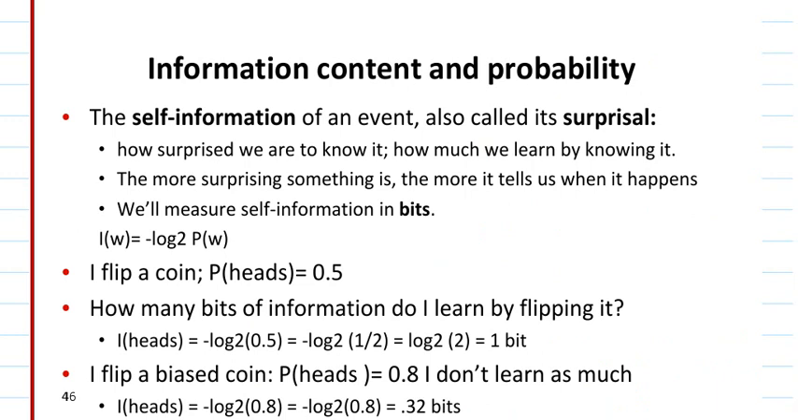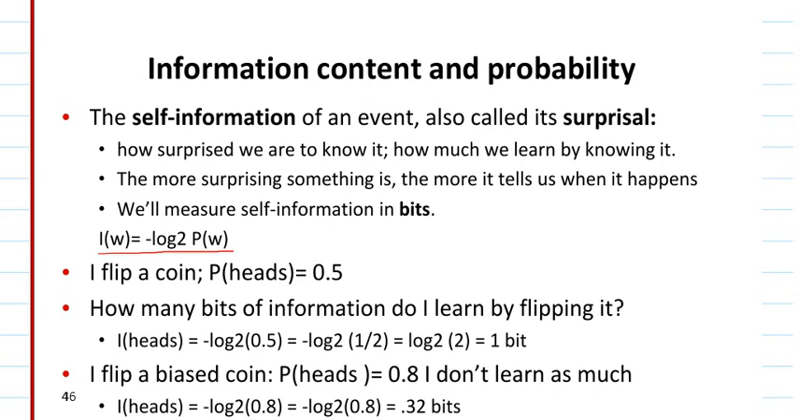So now this information content is defined as minus log base 2 of the probability of w. So if I want to find the information content of a word w, it is equal to minus log base 2 probability of w, right?